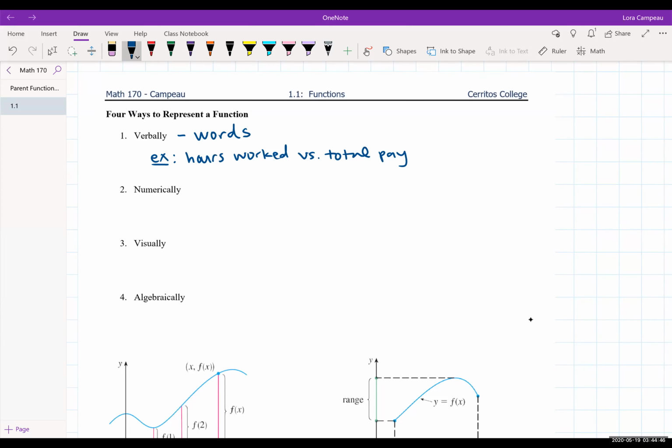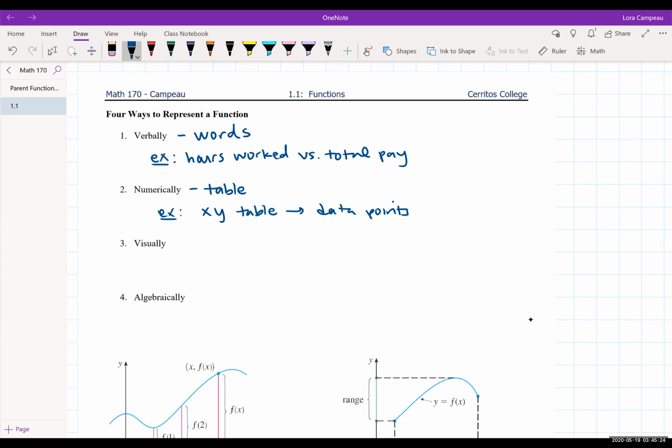Going on to the second one, numerically, you may see a function represented as a table. I don't know if we've done this in a long time, but when we were graphing lines or other particular functions, we would use an XY table to help us plot the points. Or sometimes that will relate to data points. We'll see that a little bit later in the examples.